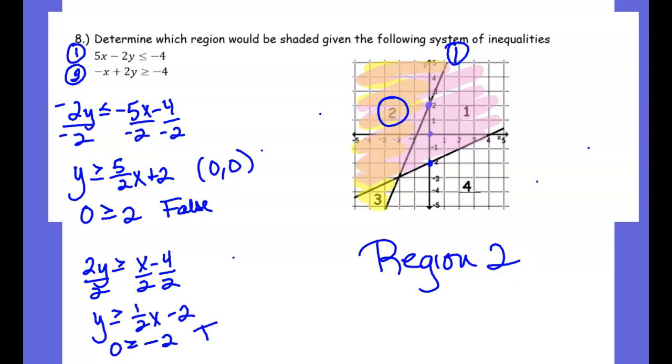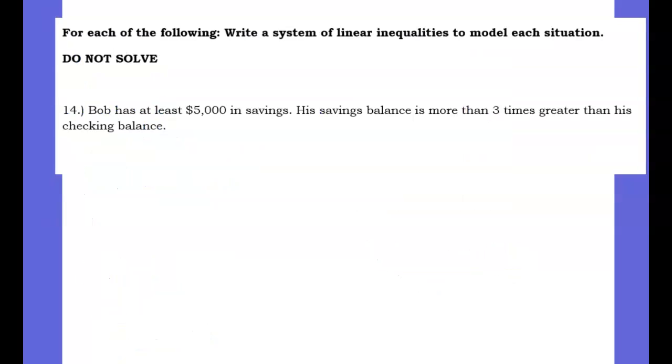Okay, all right. Moving on, for the rest of them here, we skipped some, so we're going to go right to 14. We're going to write a system of linear inequalities to model each situation, but we're not going to solve them. If you wanted to solve them, you could put them into Desmos and see the solution area. But let's get some practice with modeling these word problems.